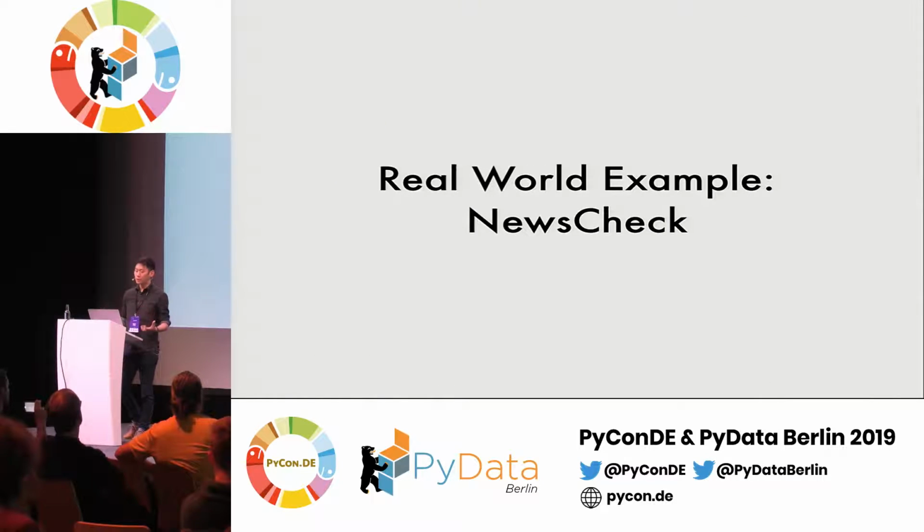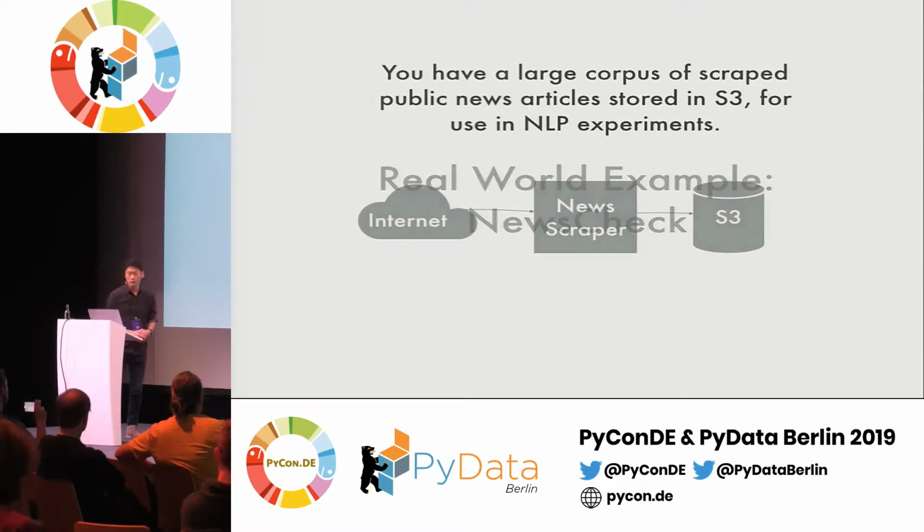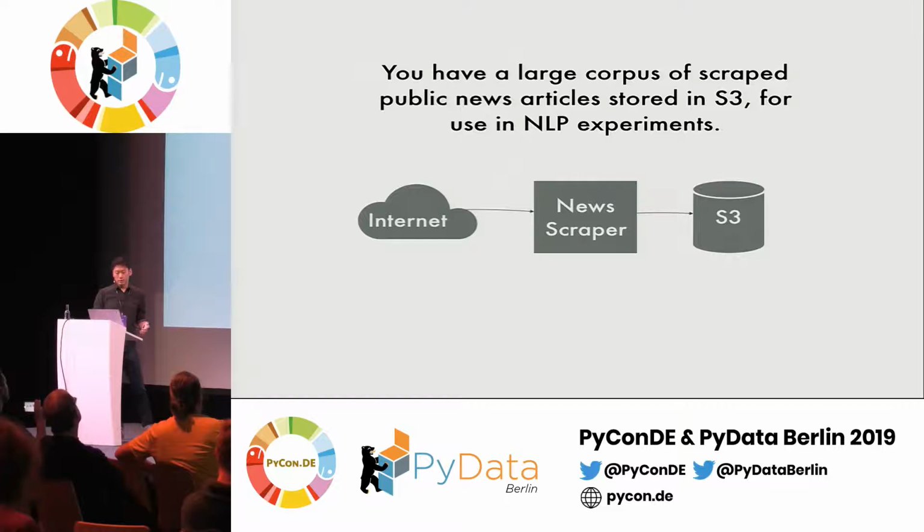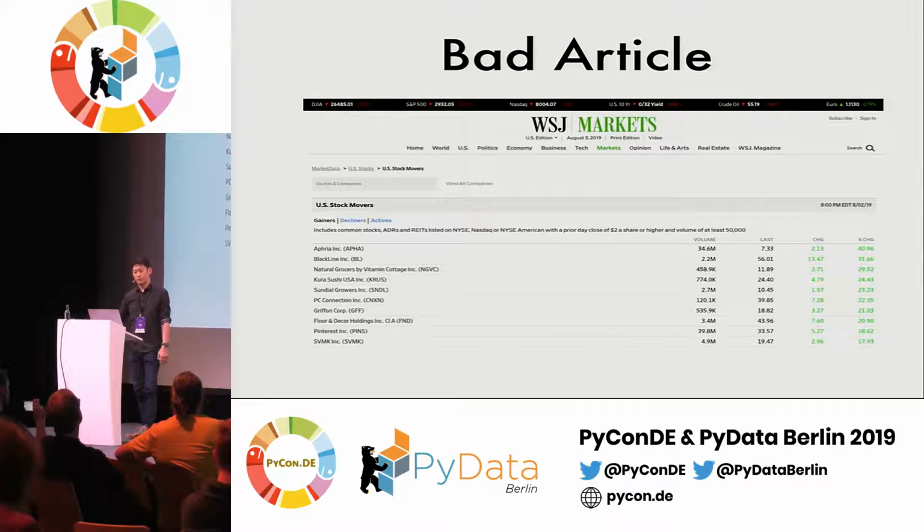But some of those problems that happen with mocking don't come out until you start applying it to more realistic or real-world examples. And so I have an example here called news check. The scenario here is, suppose you have a large corpus of scraped public news articles that are stored in S3 for use by your data scientists. That corpus is going to contain some bad articles, and here's an example. This is just an article that's a list of the top movers in the stock market from a random day.